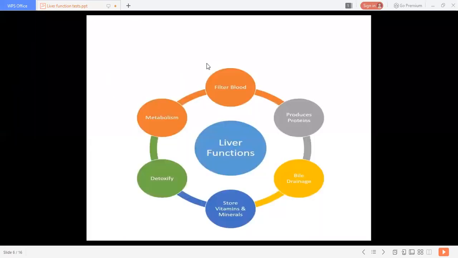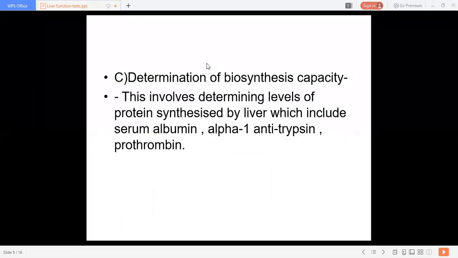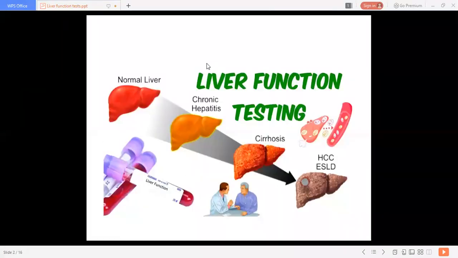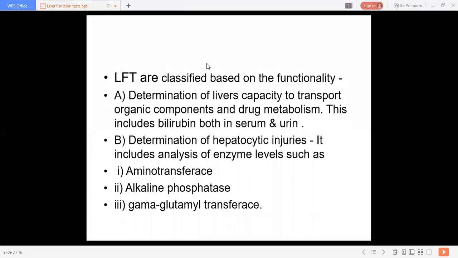Previous topic, yes, functions of the liver. Liver function. Okay, yes ma'am. Okay, take this one.